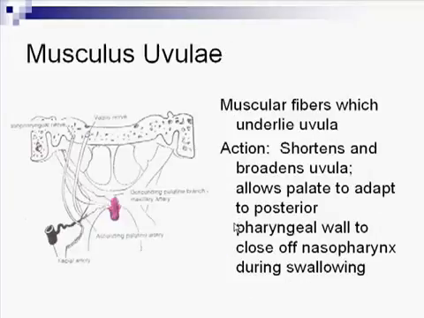This is the muscular fibers which underlie the uvula. Its action is it shortens and broadens the uvula, which changes the contour of the posterior soft palate, which allows the palate to adapt to the posterior pharyngeal wall to close off the nasopharynx during swallowing.